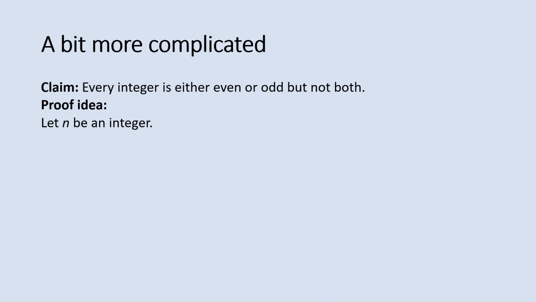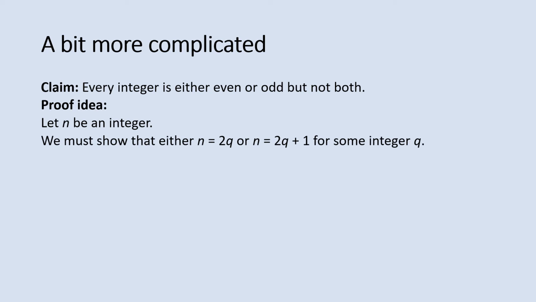And so let's start with an integer, right? Again, not specifying the integer, but just the fact that it is an integer. And then what we need to do is, by definition of even and odd, that means that we must show that either n is equal to 2 times q or n is equal to 2 times q plus 1 for some integer q. And so you have the number n. We first of all have to show that we have either 2 times q or 2 times q plus 1. Again, not specifying the n or the q, but we must show that such a number exists.